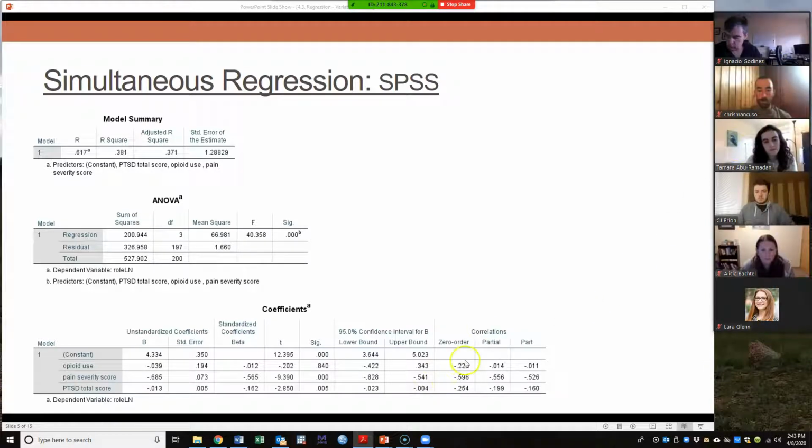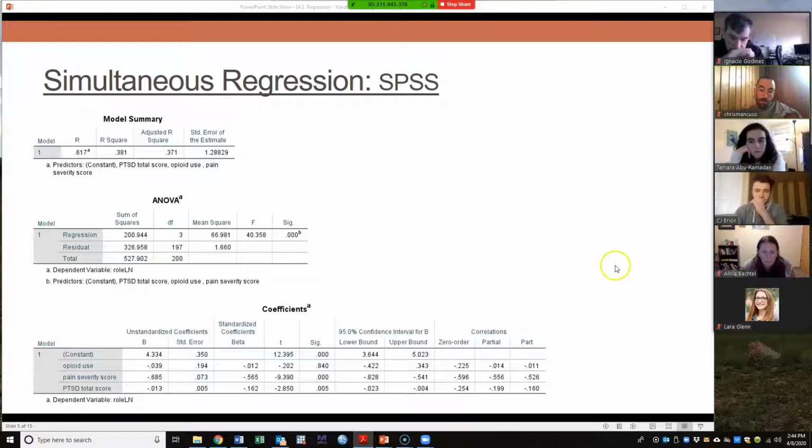Chris M., what are these zero order correlations here? Is it the degree to which these individual variables are correlated with the outcome variable? Yep. These are just standard Pearson correlations. These are just our bivariate correlations. Zero order correlations are just our bivariate correlations, right? So I can see that I've got small correlations of opiate use and pain with our outcome, and then a pretty strong correlation of pain severity with the natural log of role functioning, okay?